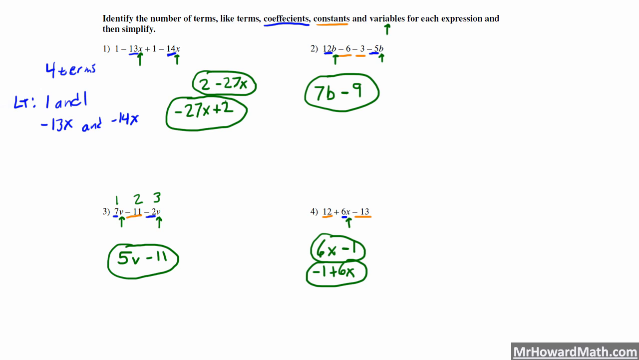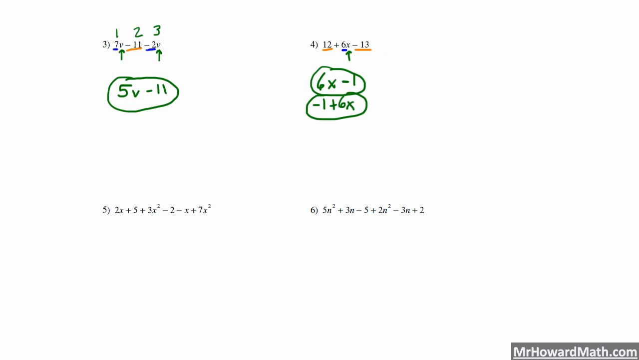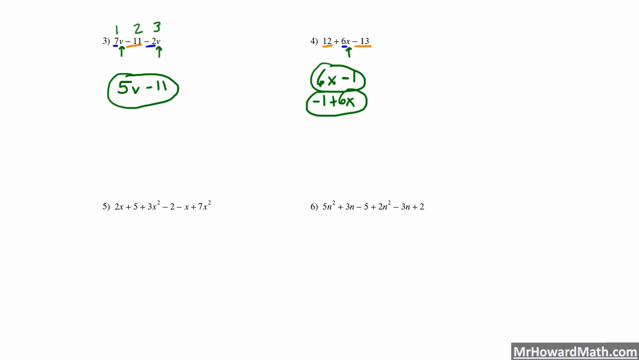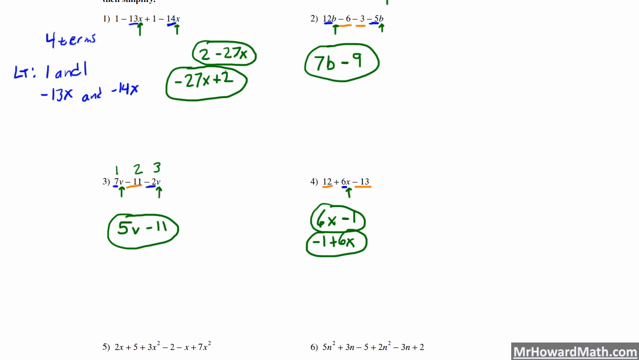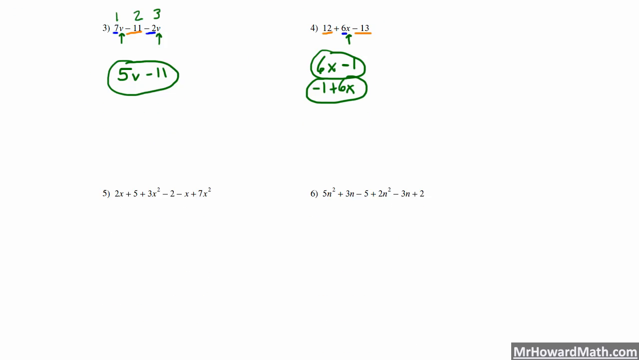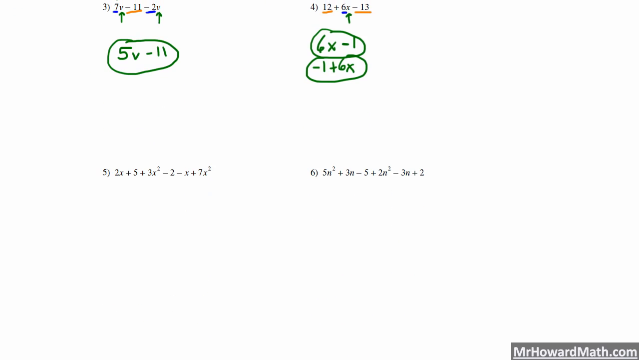All right, last 2 examples and this video will be done and you will be an expert at combining like terms. So this one is a little more complicated because we've got more terms involved and we've got some exponents, terms with exponents in them. So let's just remember that we're underlining coefficients with blue, constants with orange, and drawing green arrows to our variables.